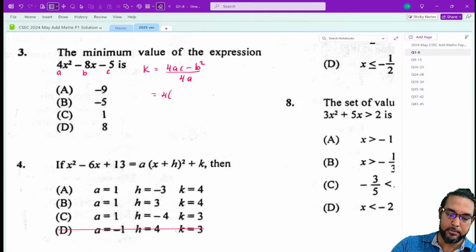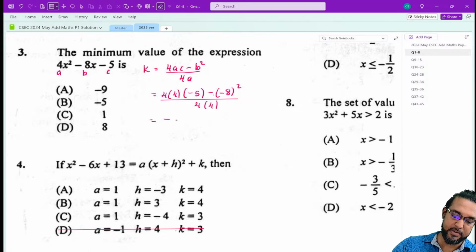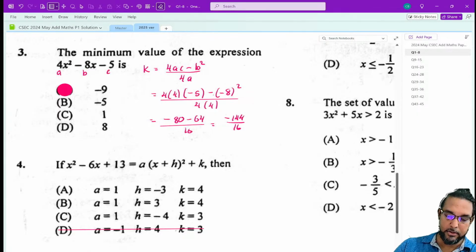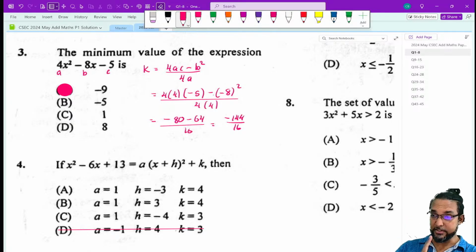So you have 4 by 4 by minus 5, minus minus 8 squared, all over 4 by 4. So 4 by 4 is 16, 16 by minus 5 is minus 80. And then minus the square of minus 8 itself, which is 64, and that's all over 16, so we get minus 144 all over 16, and that's minus 9, which is option A.